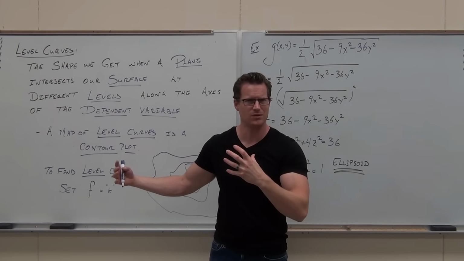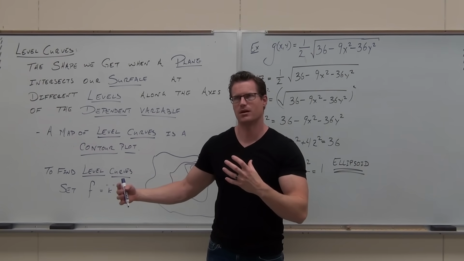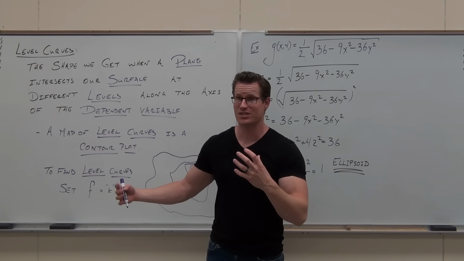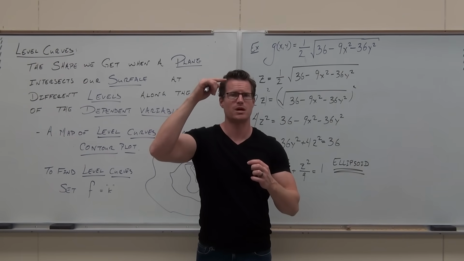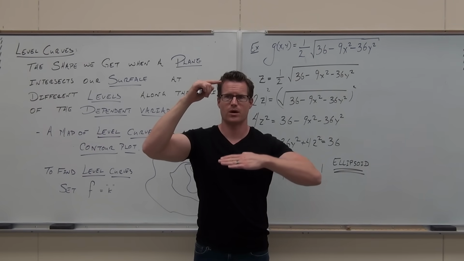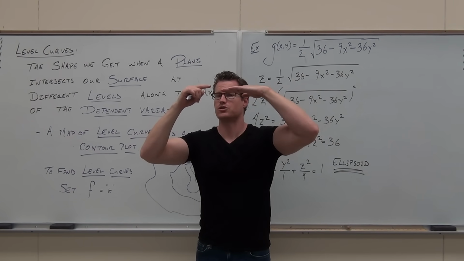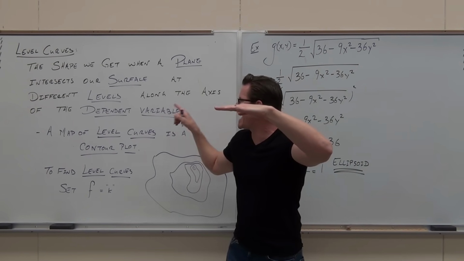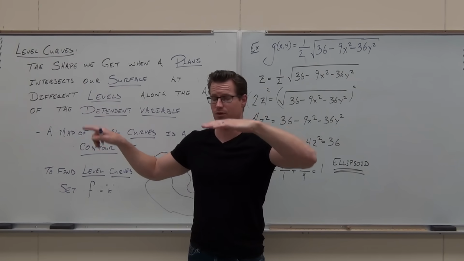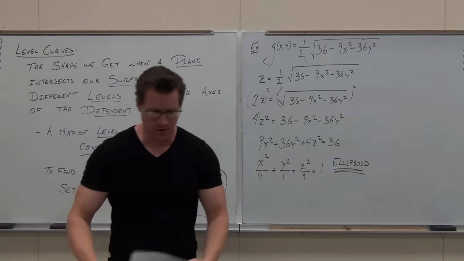Does that make sense to you? Don't just nod your head. I want you to say, yes, I understand. Do you understand the idea here? If you restrict the dependent variable to a number, you're saying, I want it at that plane. I want it just right here. Where that plane intersects my surface is exactly what we were talking about. That's a level curve. Let me show you just a few of them.